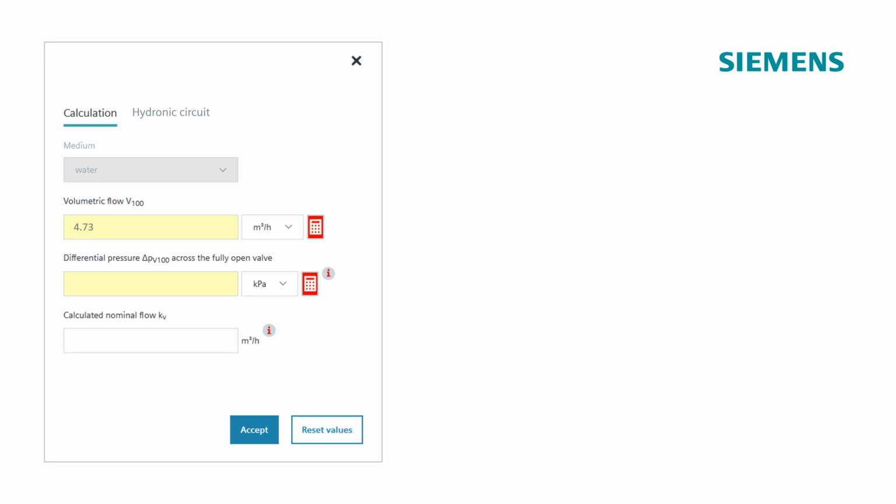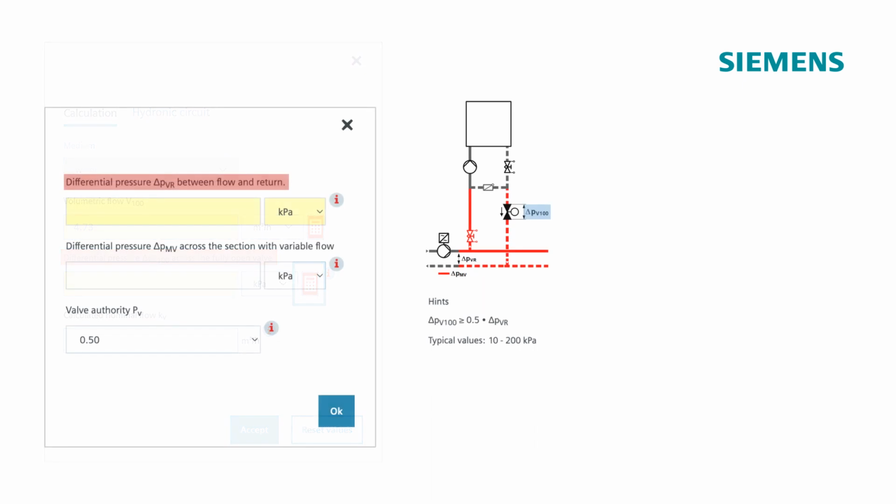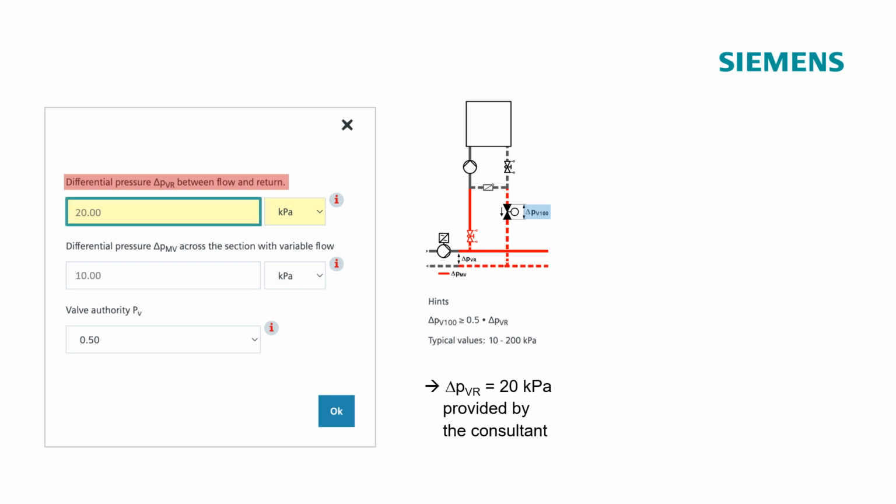Now it needs to be considered which resistance, delta PV100, the control valve must bring into the plant to achieve good controllability. Click on the calculator symbol to enter the required detail information. We have received a target value of 20 kPa for delta PVR from the consultant. Delta PVR is the pressure difference between the main supply and return line that the pump must provide at this point in the piping system. We enter 20 kPa for delta PVR according to the target provided by the consultant.